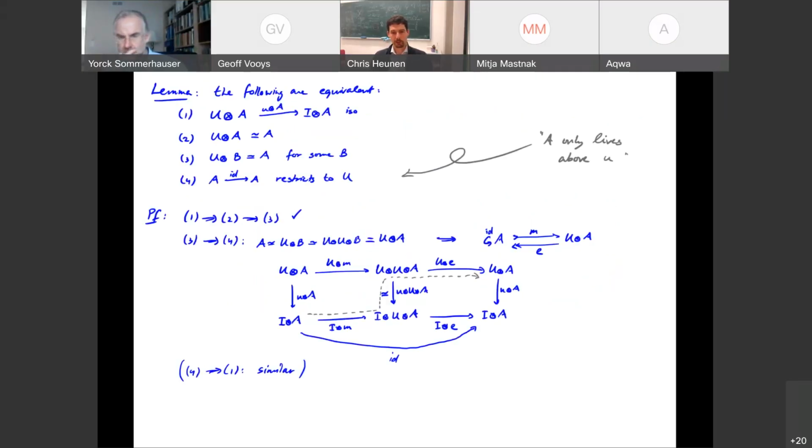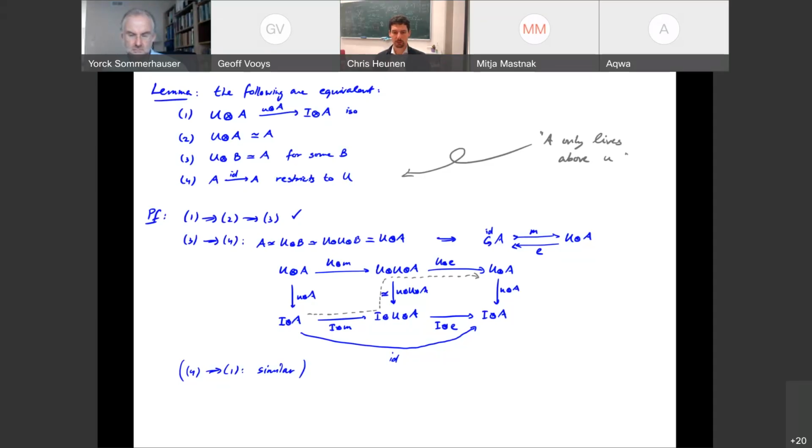So as a special case, you can ask, when does the identity on an object restrict to a central idempotent? So when does this object sort of only live over U? And you can prove that four things are equivalent, namely the identity restricts to U is the same as saying that U tensor that object is isomorphic to that object. That's number 2 here. And you can see it in various variations 1 and 3.